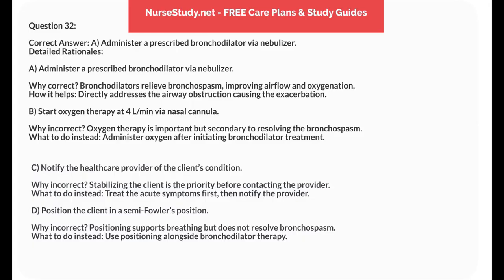B. Start oxygen therapy at 4 liters per minute via nasal cannula. Why incorrect? Oxygen therapy is important but secondary to resolving the bronchospasm. What to do instead? Administer oxygen after initiating bronchodilator treatment.